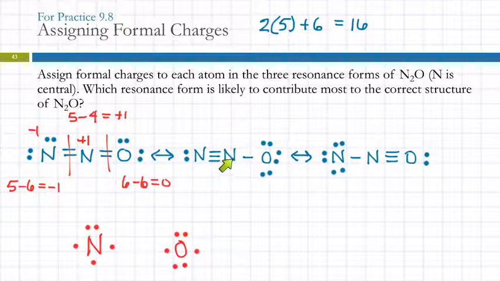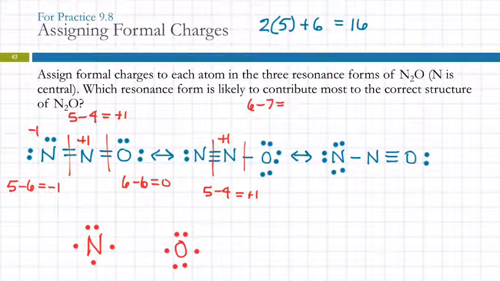How about this nitrogen? It brought in 5, and how many is it going to leave with? It's going to leave with 4. So that's going to be a +1 formal charge. How about this oxygen? It brought 6. It's leaving with 7. So that's -1. Okay, so we still have a +1 and a -1. They're just in different places.